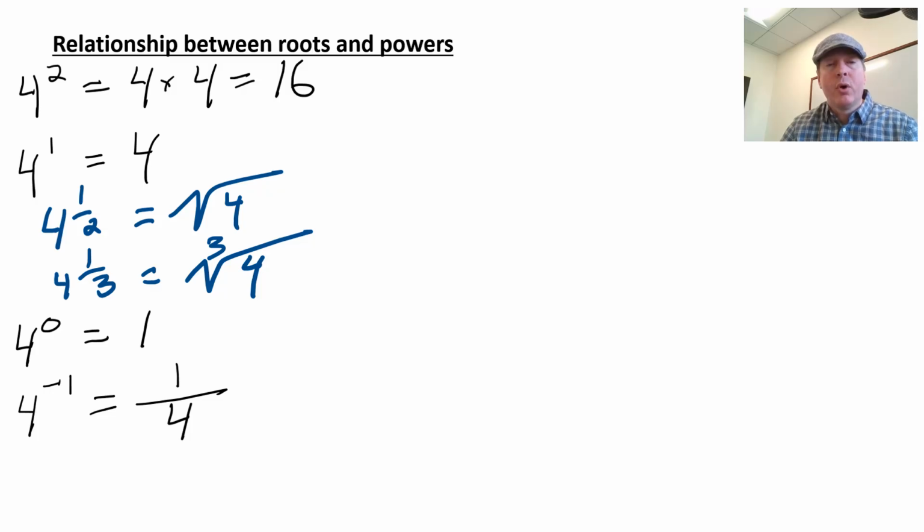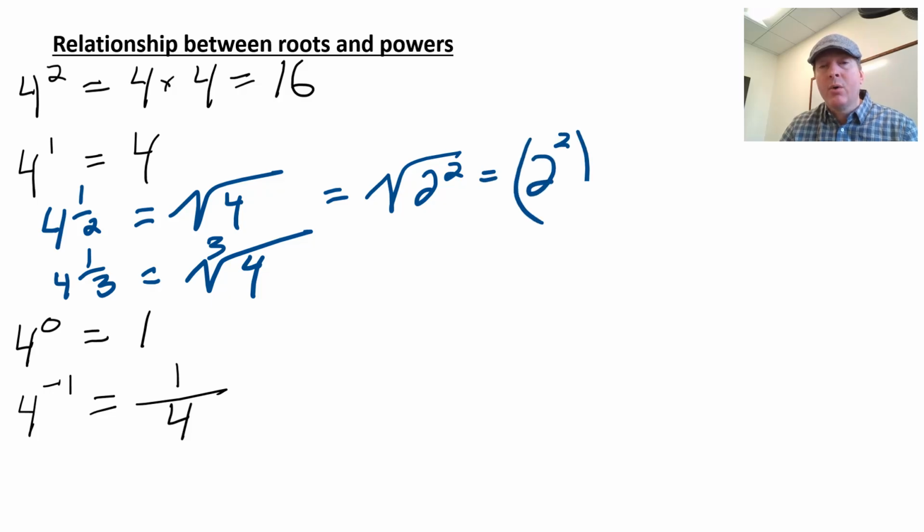The square root of 4 is 2. Why is that? Well, the square root of 4 is the same thing as the square root of 2 squared. It's 2 squared raised to the power of 1/2. 2 times 1/2 is 1. It's 2 to the 1. It's just 2.